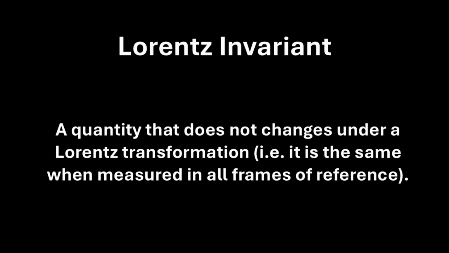One very important Lorentz invariant is called the space-time interval. So the space-time interval is defined like this. We say that delta s squared is given by c delta t squared minus delta x squared. So what we're talking about here is two events. They are separated in space by some distance delta x, and they are separated in time by some interval of time delta t.